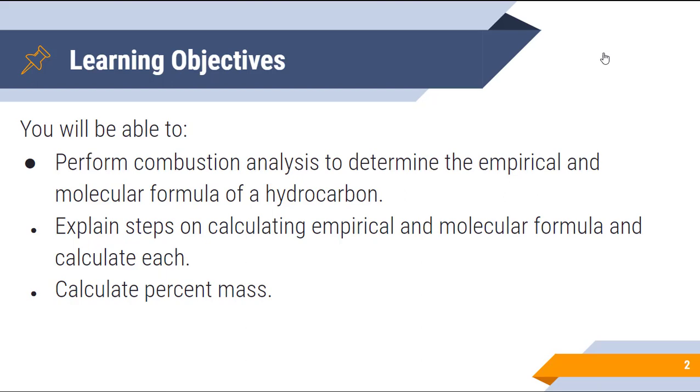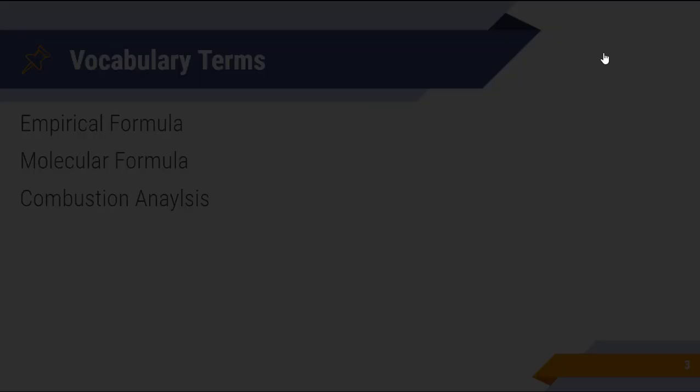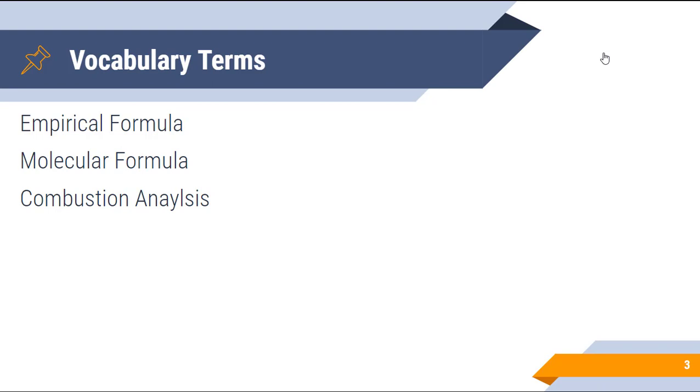By the end of this video, hopefully you will be able to perform combustion analysis to determine the empirical and molecular formula of a hydrocarbon. You should also be able to explain the steps on calculating empirical and molecular formula and calculate each, as well as the concept of calculating percent mass. Our key vocabulary terms for today, again, are empirical formula, molecular formula, and combustion analysis.